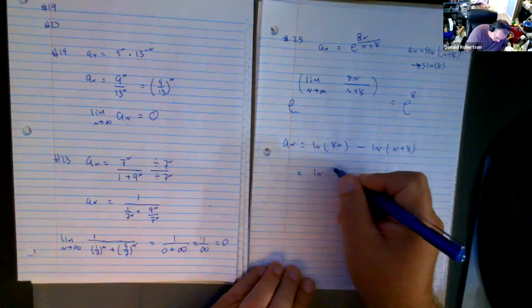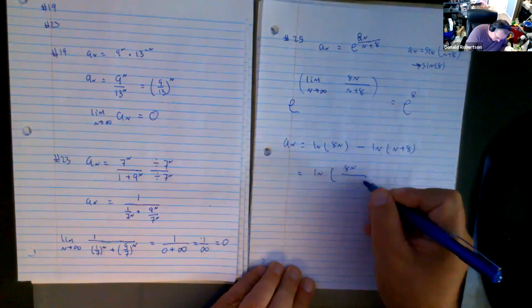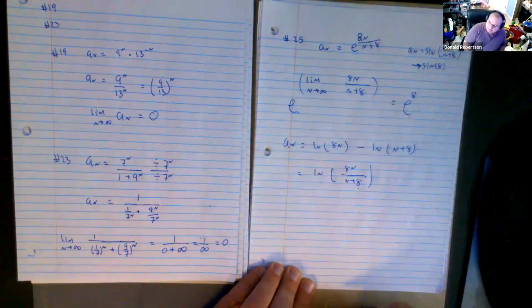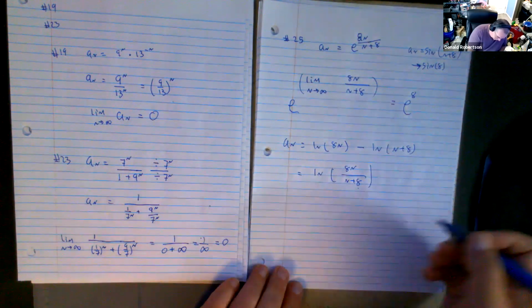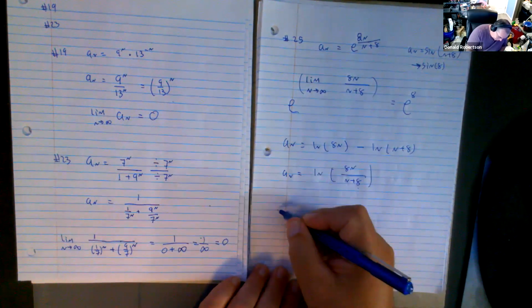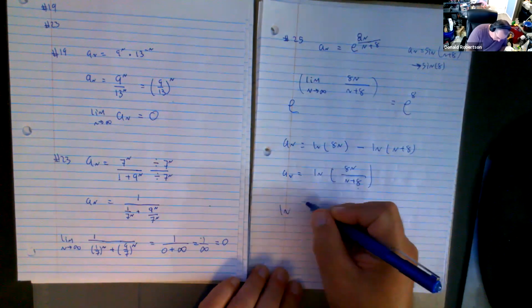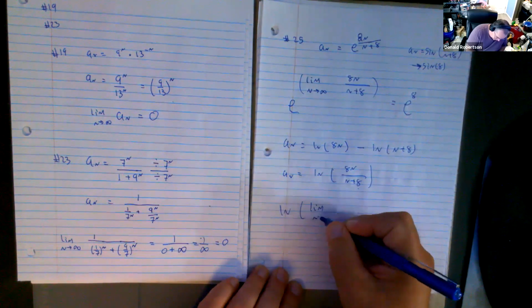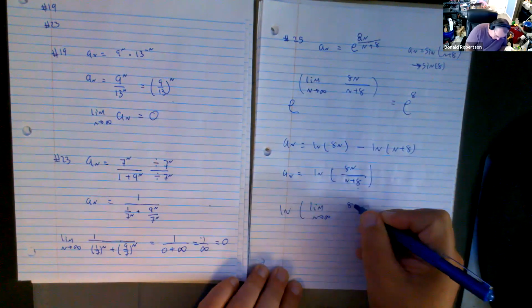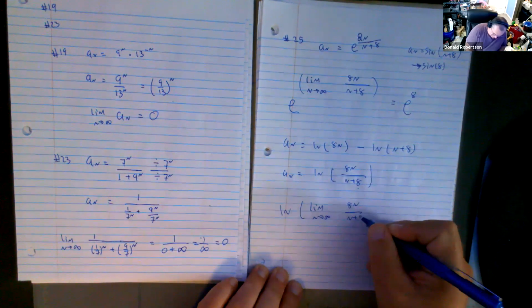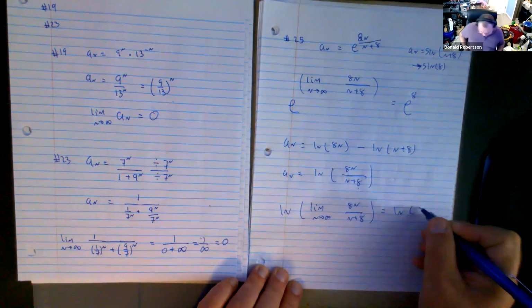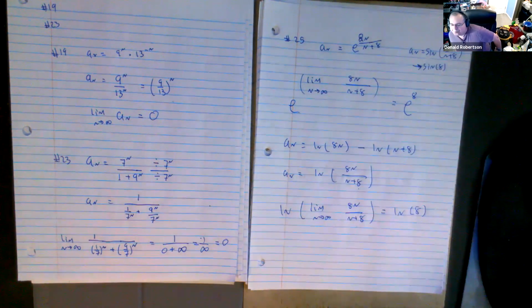It would then become that. And then you could do the limit by finding the natural log of the limit as n tends to infinity of that guy, in which case you'd end up with a log of 8. You could do it with square root of that, you know.